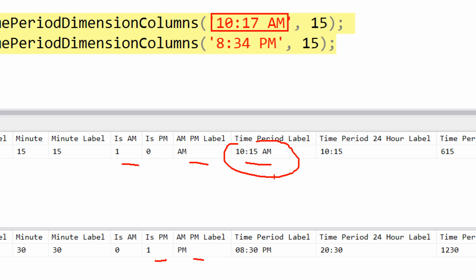So because there are 15 minutes per time period, each one will start on the 15-minute or quarter hour. The 24-hour label for that is 10:15. Notice this one down here, because it was 8:34, is the 8:30 p.m. time period, and it would be the 20:30 time period if you look as a 24-hour period.